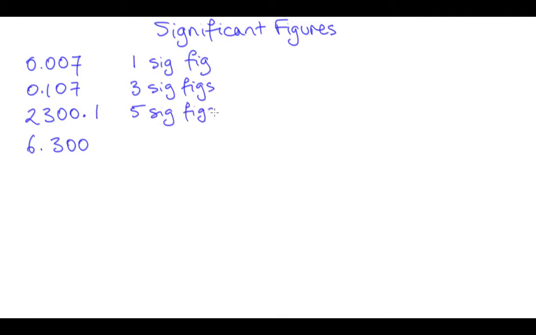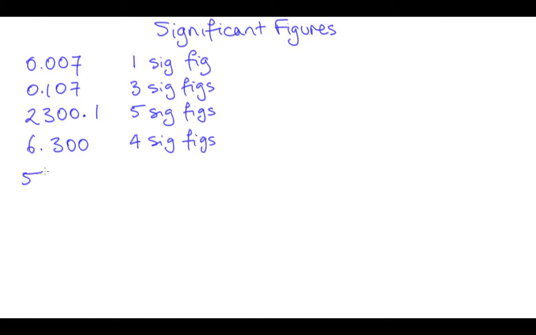Now, all zeros to the right of a decimal place are significant. So, for example, 6.300 has 4 significant figures, and that's because you're specifying that the value is 6.300 and not 6.301. Now, there's always a bit of ambiguity when you have large integer numbers.